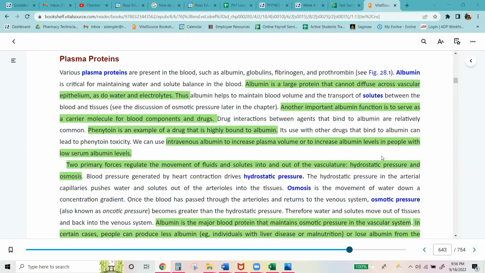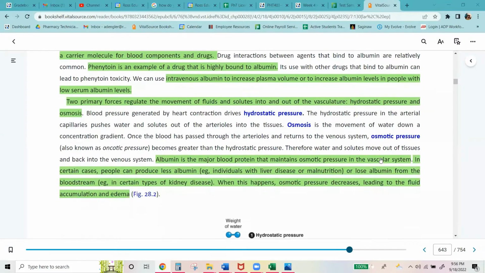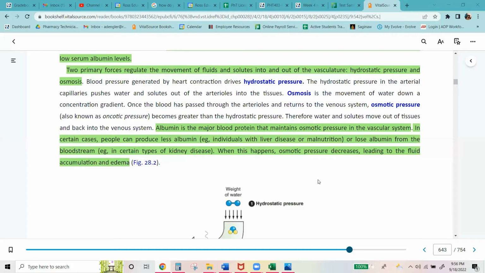We can use intravenous albumin to increase plasma volume or to increase albumin levels in people with low serum albumin levels. Two primary forces regulate the movement of fluids and solutes into and out of the vasculature: hydrostatic pressure and osmosis. Albumin is the major blood protein that maintains osmotic pressure in the vascular system. In certain cases, people can produce less albumin or lose albumin from the bloodstream. When this happens, osmotic pressure decreases, leading to fluid accumulation and edema.